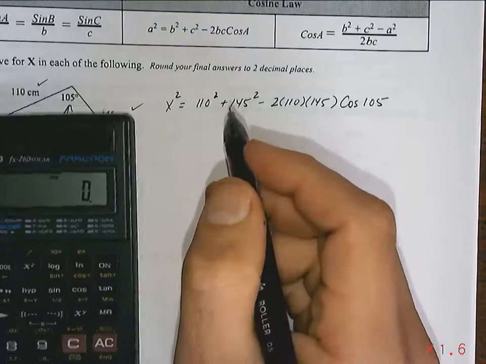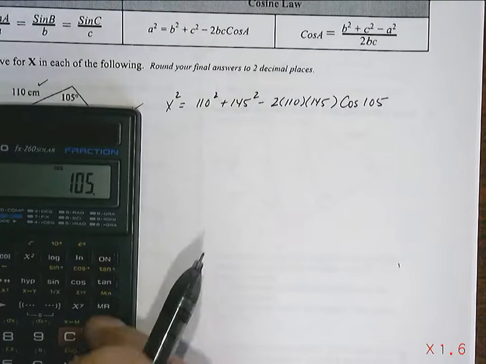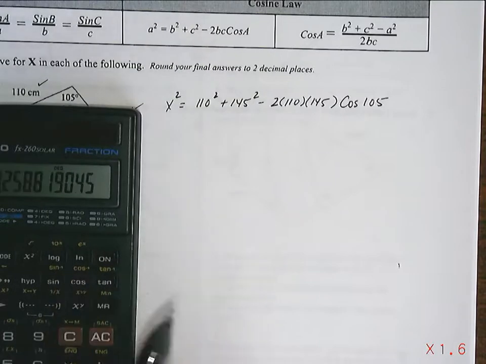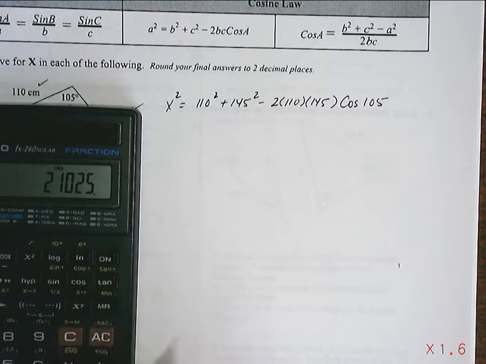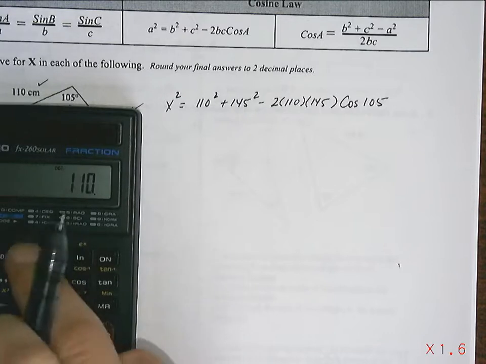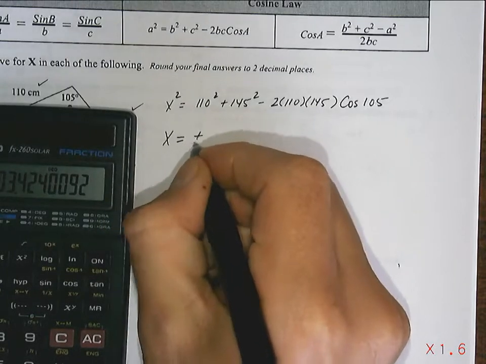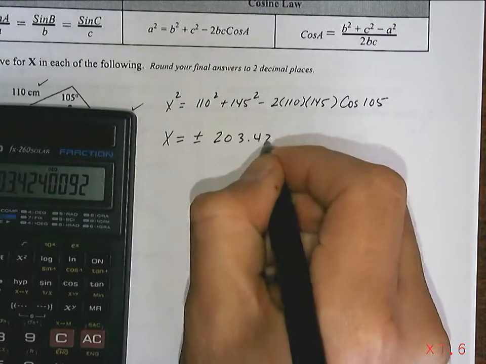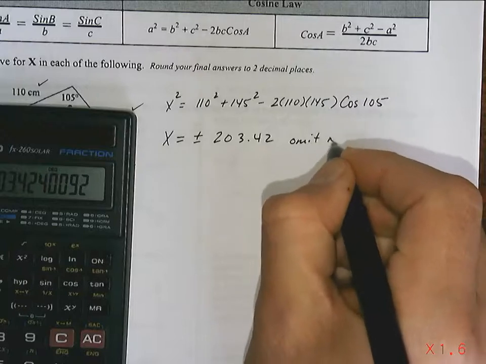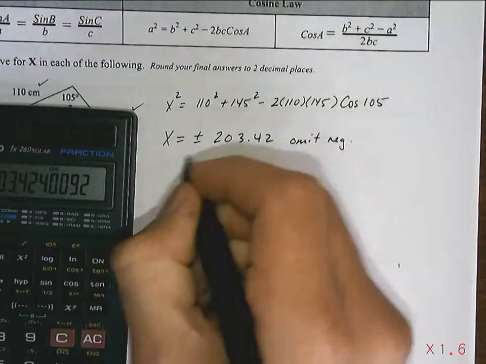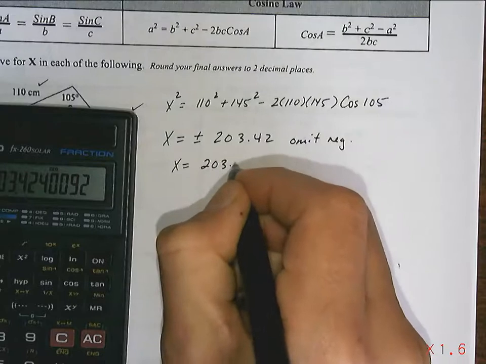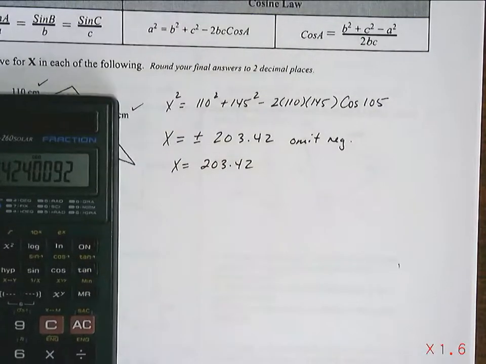The next thing I want to see is, on mine I'm going to do 105 cosine times 145 equals times 110 equals times 2 negative equals plus 145 squared equals plus 110 squared equals all square rooted, x equals plus or minus 203.42. Omit the negative because it is a length. So all I need to see now is, and there you go, 4 marks. Fair enough? You don't have to show me anything else. Let the calculator do the work.